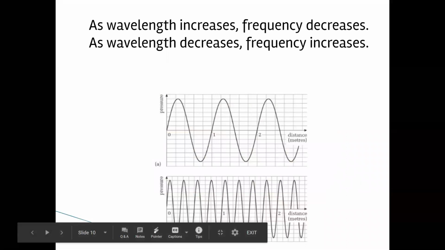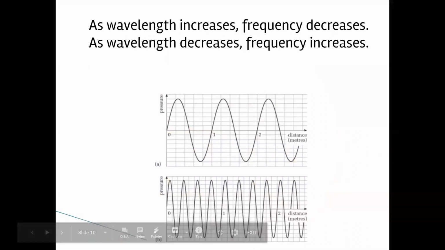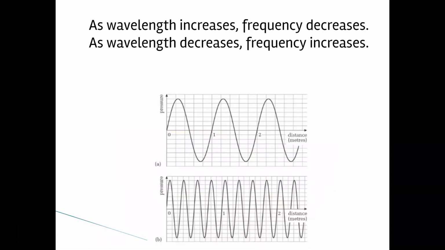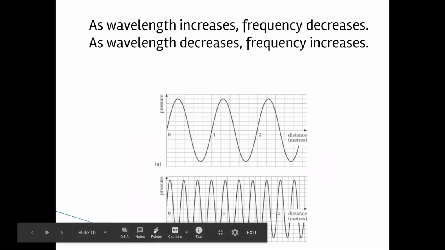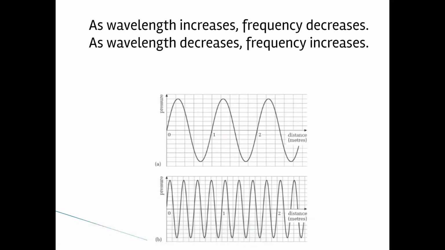So one thing that you do have to be aware of is as wavelength increases, frequency decreases. And the opposite is also true. As wavelength decreases, frequency increases. And the reason for that is because most of the time, when we are talking about waves, we're talking about light waves. Most of the time. Not always, but most of the time. Light travels at a very specific speed. Okay? But light can have different frequencies and different wavelengths.